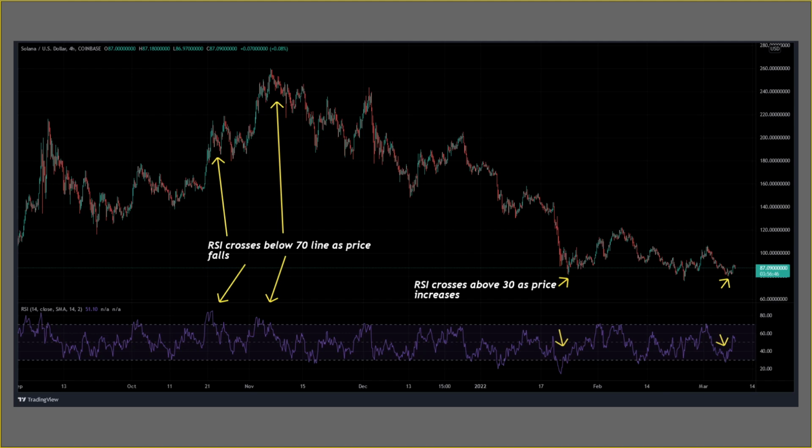So here's an example. This is Solana on the 4-hour chart. And here are a couple examples of RSI crosses above or below the 70. Here's the 70, here's the 30. So we'll take a look at these RSI crosses below the 70 line as price falls. So here is Solana, as we see here.